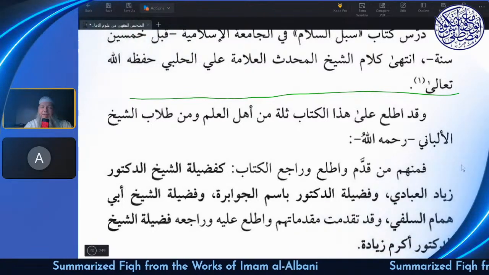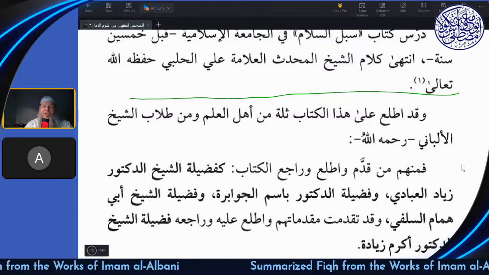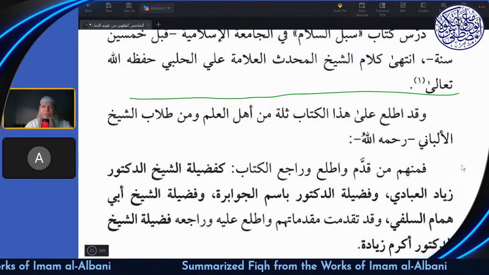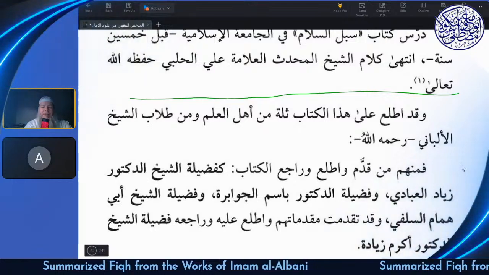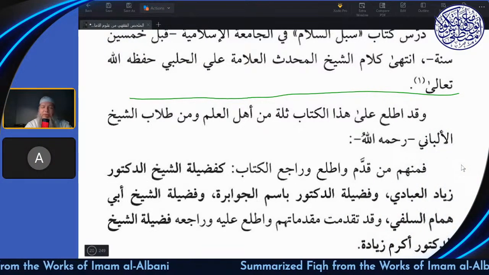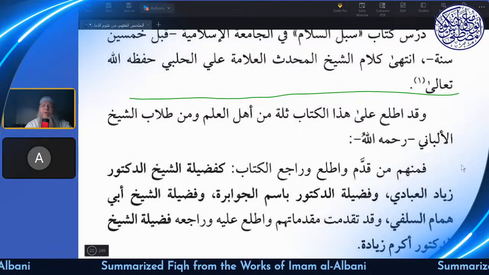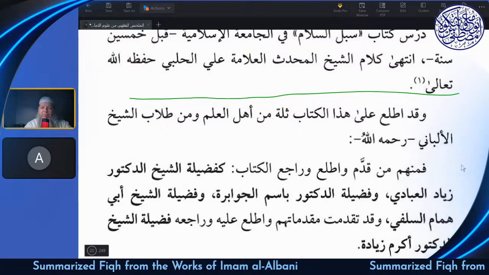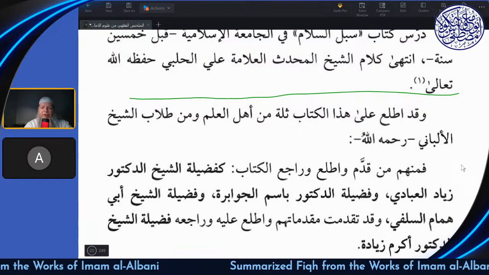The word ittala'a has the meaning of to look at in detail, but it could also mean to just overview, to look through it and skim through it. So it depends on the context. Here, when somebody says this contains the fiqh of the sheikh, it means that they reviewed it in detail. They examined the book.